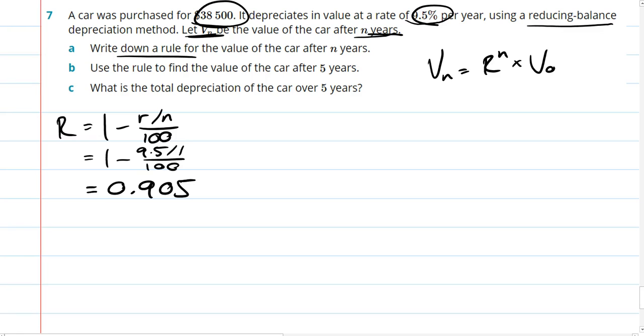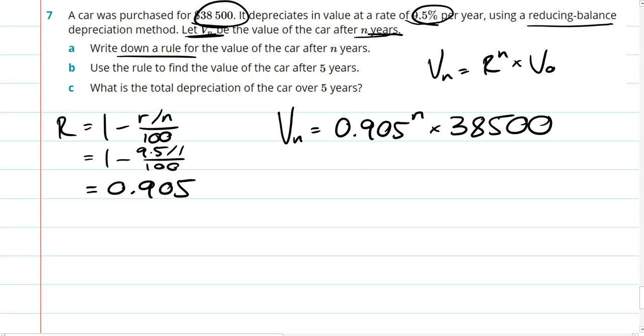And we already know what V0 is, $38,500. So Vn is equal to 0.905 to the power of n times $38,500. This term 0.905, because it's less than 1, when you multiply 38,500 by a number that's less than 1, you'll get a smaller number, which means you're depreciating.